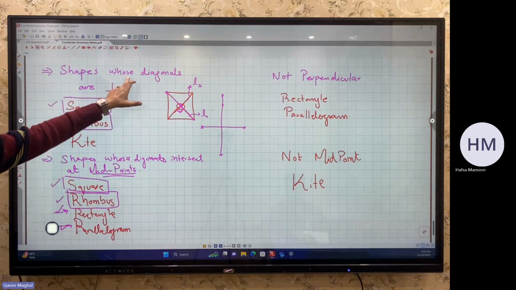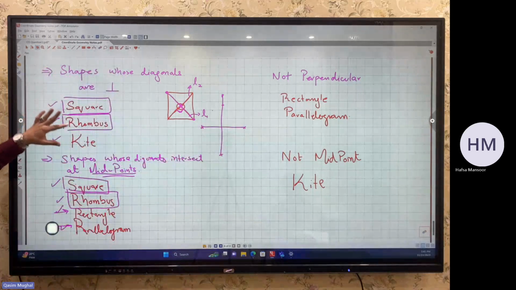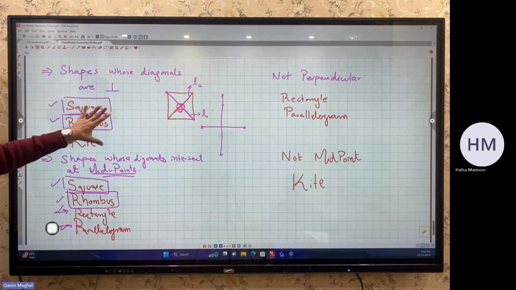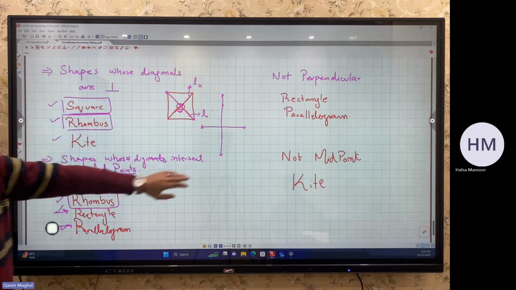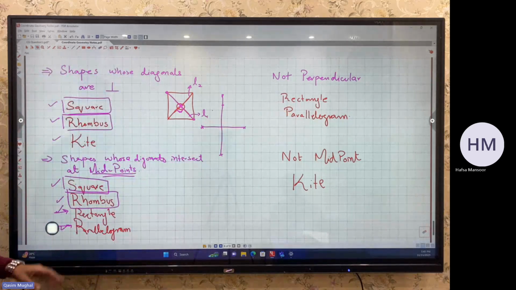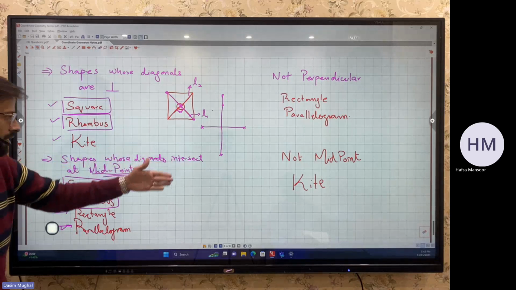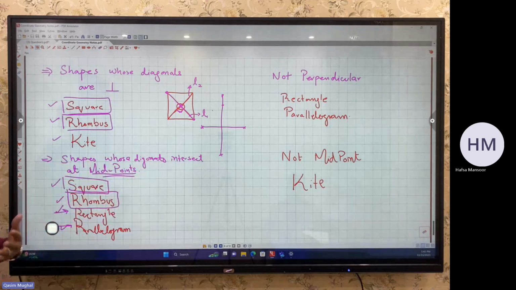Shapes whose diagonals are perpendicular and then not perpendicular. स्क्वायर, रॉम्बस, काइट, इनके डायगोनल्स जो हैं वो परपेंडिकुलर होते हैं। और जो रेक्टेंगल एंड पैरेललोग्राम है, इनके डायगोनल्स परपेंडिकुलर नहीं होते। और फिर उसके बाद सेकंड इंफॉर्मेशन, शेप्स जिनके डायगोनल्स का इंटरसेक्शन जो है मिड पॉइंट पे होता है, तो वो स्क्वायर, रॉम्बस, रेक्टेंगल और पैरेललोग्राम है, मिड पॉइंट पे होता है.